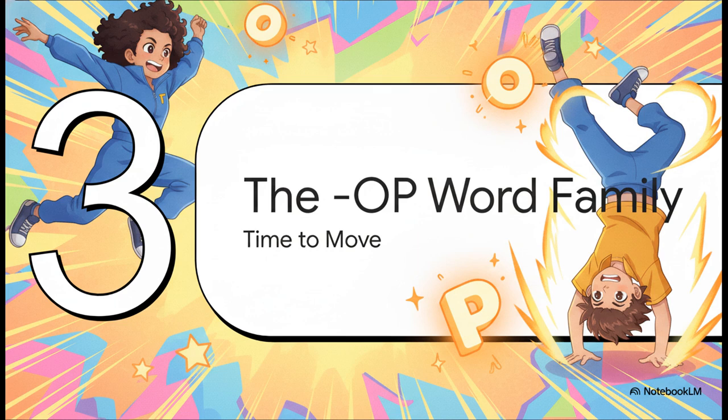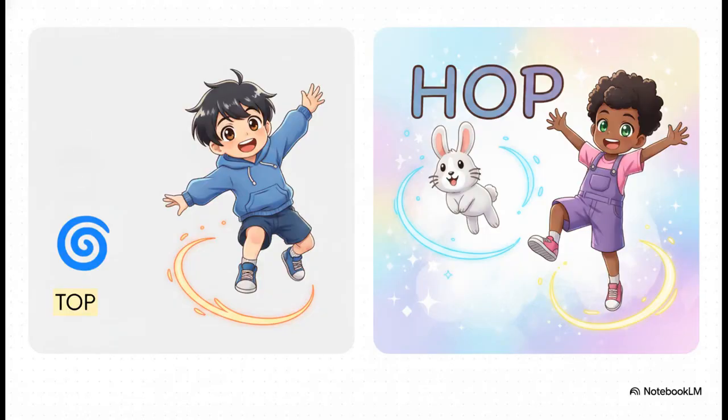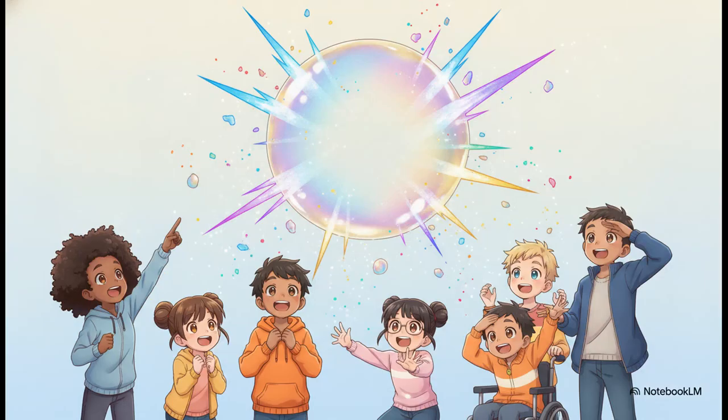Section 3. The OP word family. Time to move. For this one, the phonetic sequence is T followed by O and P. Blending these core sounds gives us top. Now, swap the T for an H, and we immediately get hop, introducing some dynamic movement right into our vocabulary framework. Introduce a P to the front of our OP family, and we get the incredibly satisfying onomatopoeic word pop.